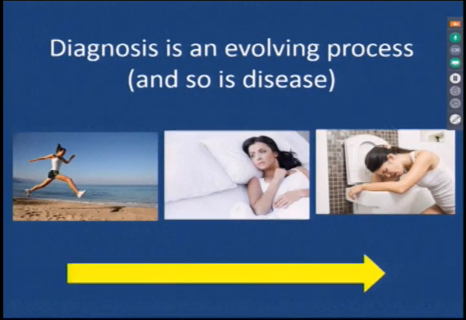We've talked about this, and I think I'm kind of behind because I want to leave time for questions. We've talked about the fact that diagnosis is an evolving process, and so is disease. So you may not diagnose this young woman when she's running along the beach, even though she has the problem that's going to kill her eventually.